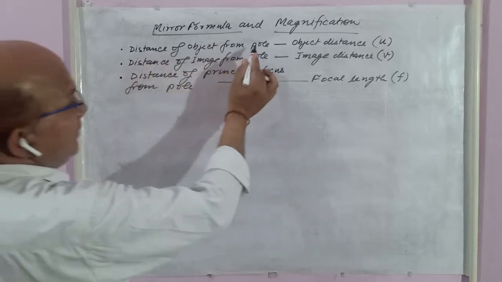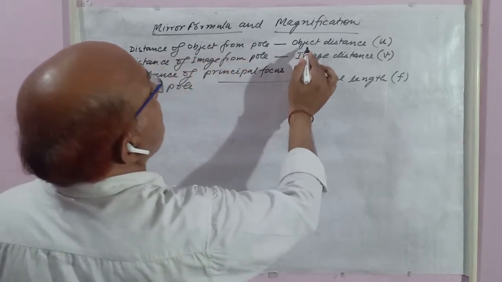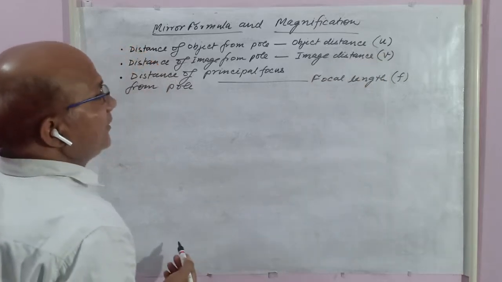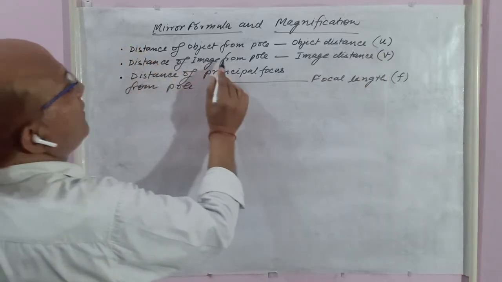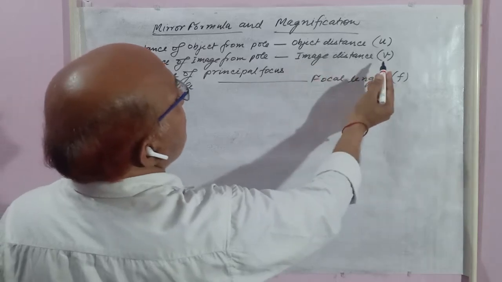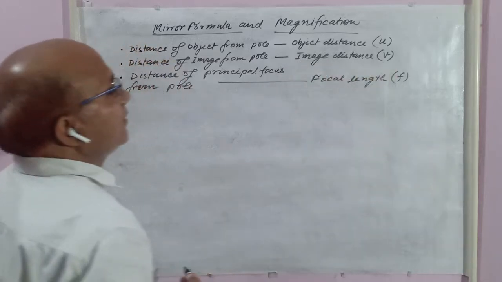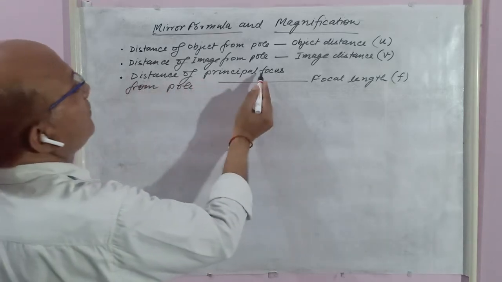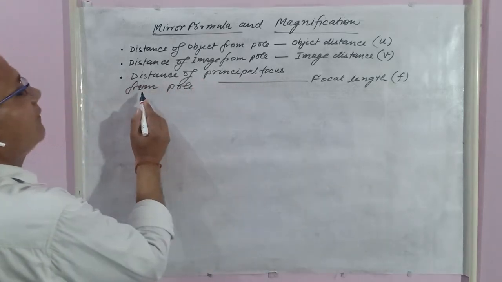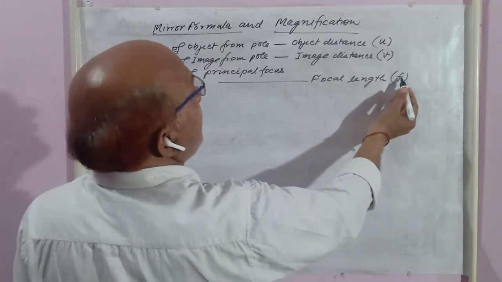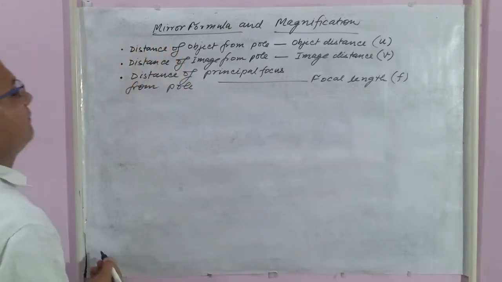Distance of object from pole, it is called object distance and represented by U. Distance of image from pole, it is image distance and it is represented by V. And distance of principal focus from pole, it is called focal length and it is denoted by F.